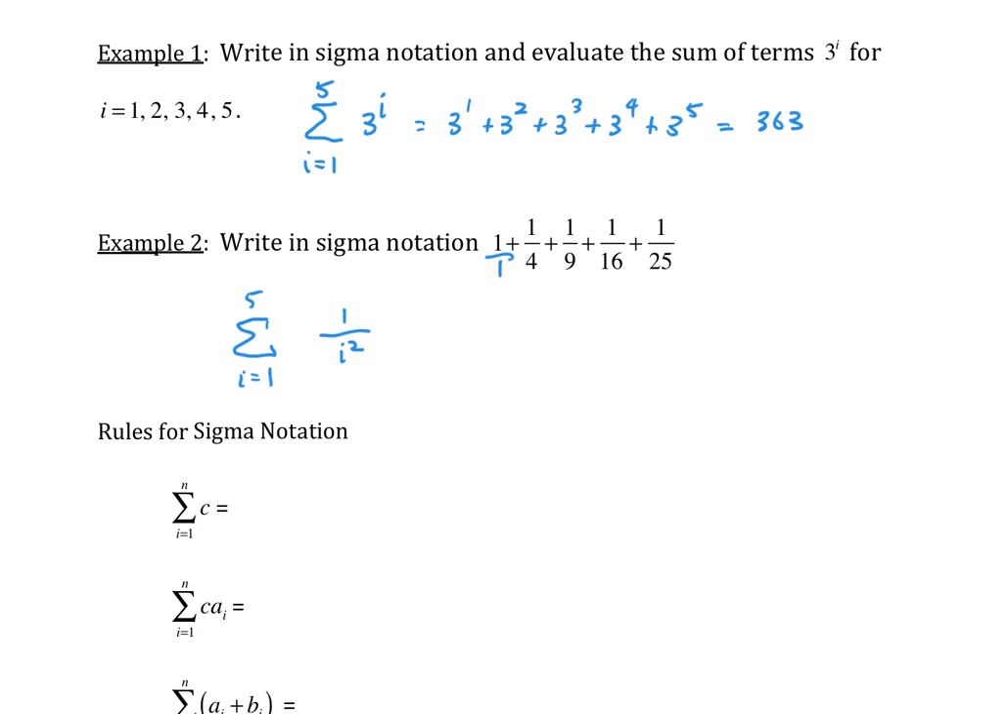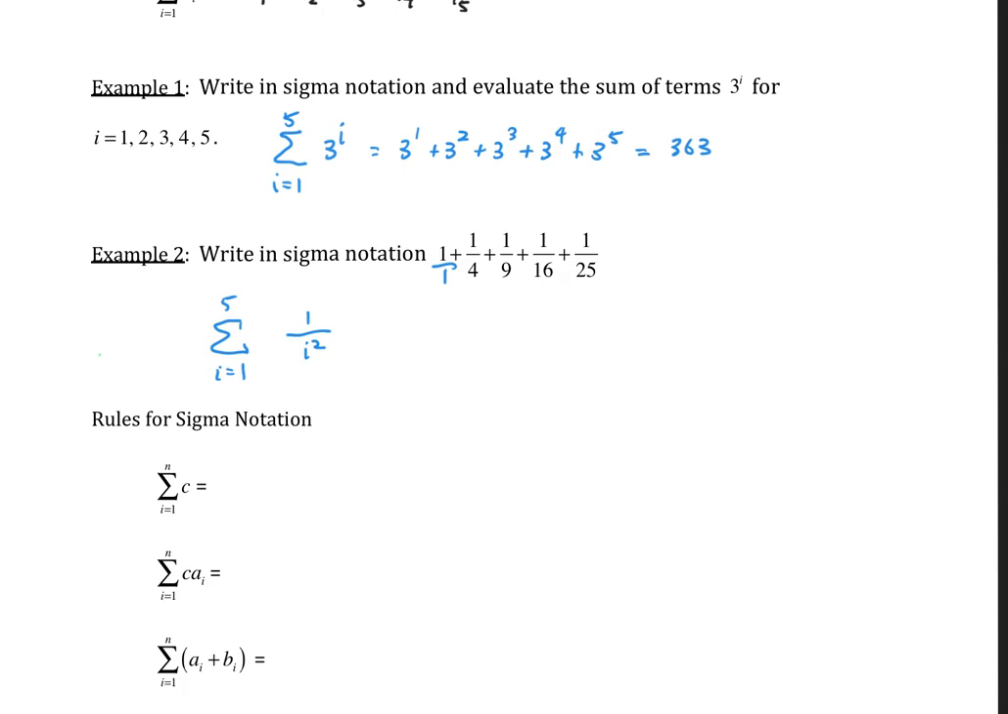So we could check our answer real quick, right? Because we could just write out the first 5 terms of our sigma notation. That's going to be 1 over 1 squared plus 1 over 2 squared plus 1 over 3 squared plus 1 over 4 squared plus 1 over 5 squared. And then you can see that we're going to get exactly this sum up top here when we simplify.